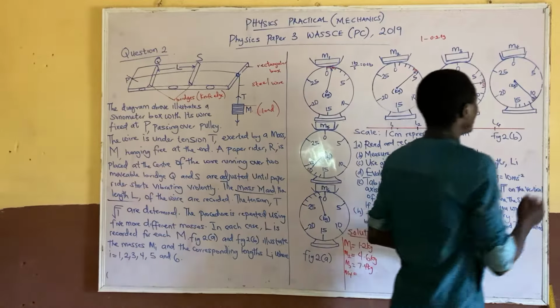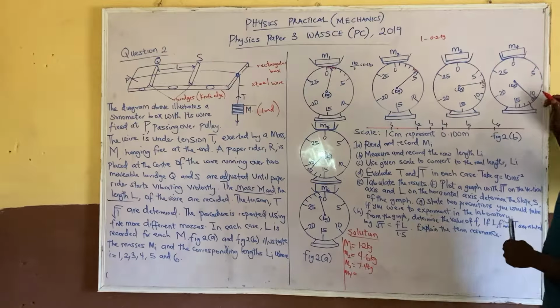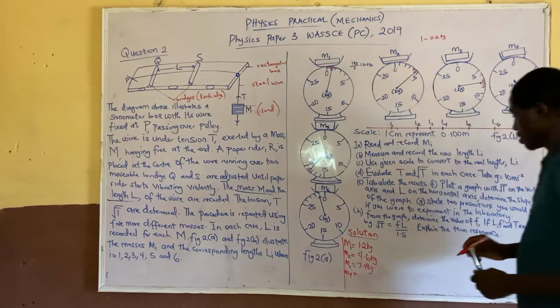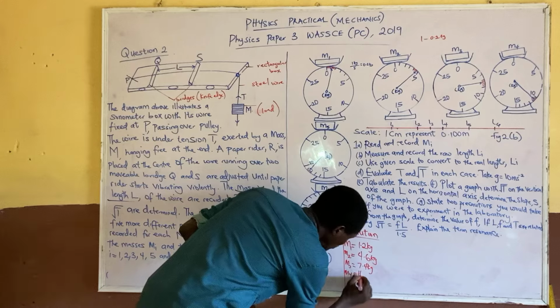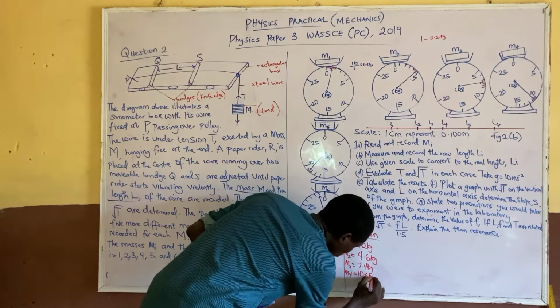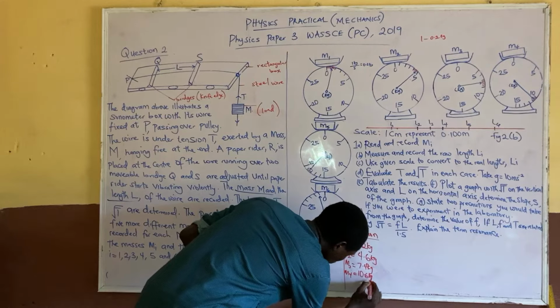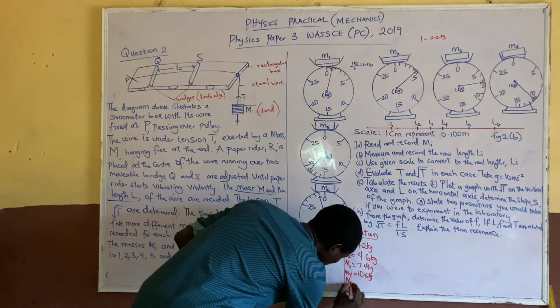Now look at this very well. This one we have 10, 10.2, 10.4, 10.6. So we have 10.6 kilogram. Now we have M5.